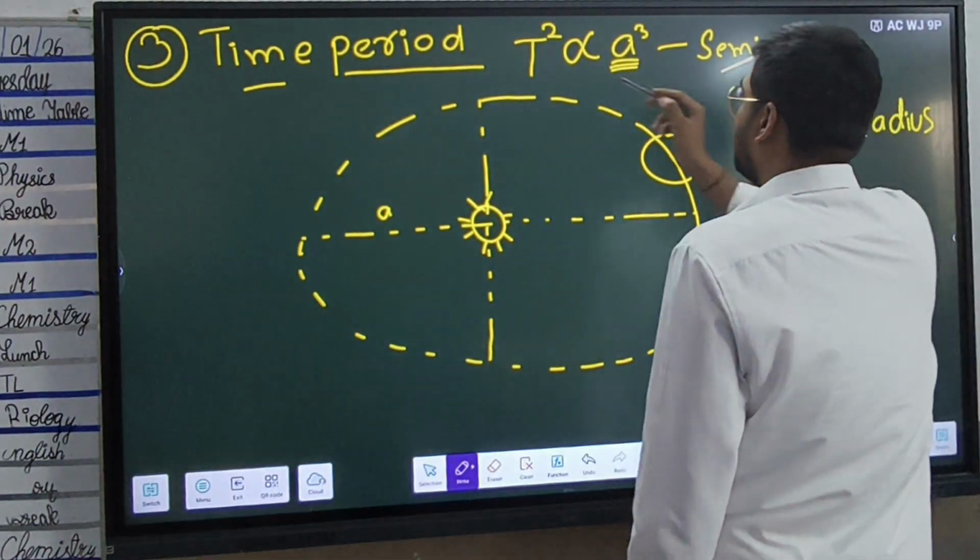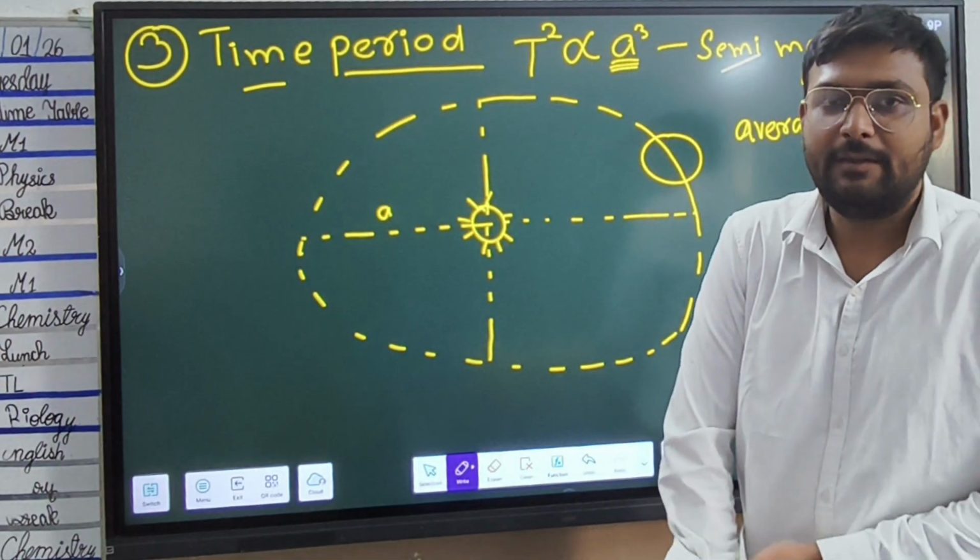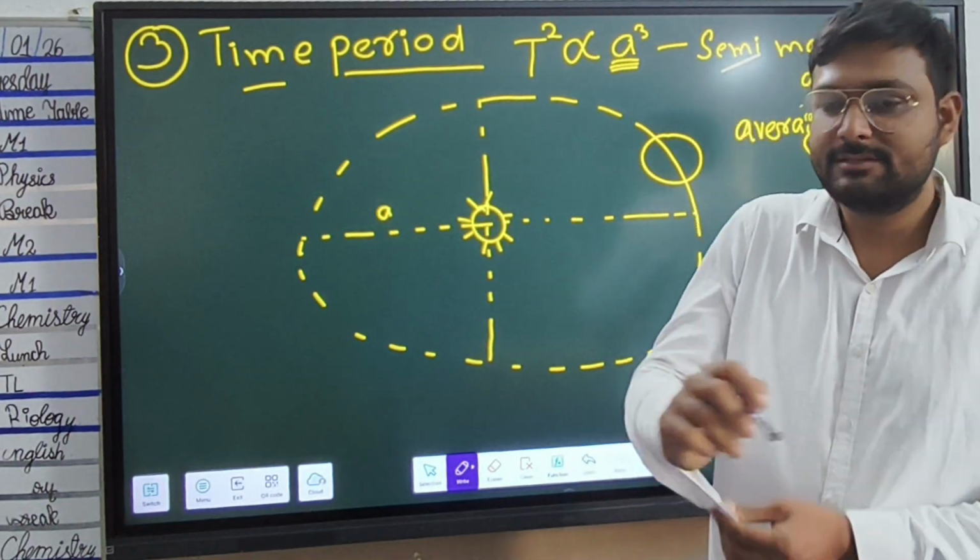This was all from my side: the three laws of Kepler under the topic gravitation. Later on, we will study other topics.